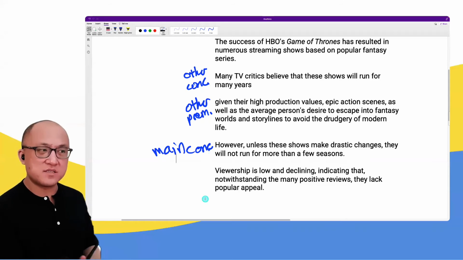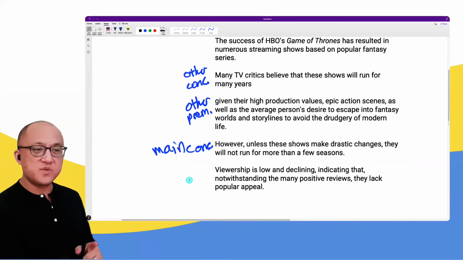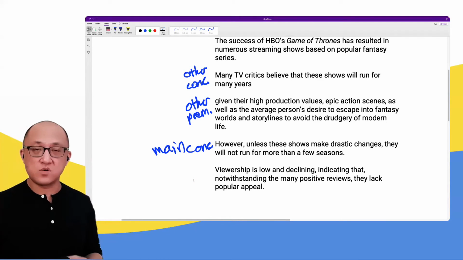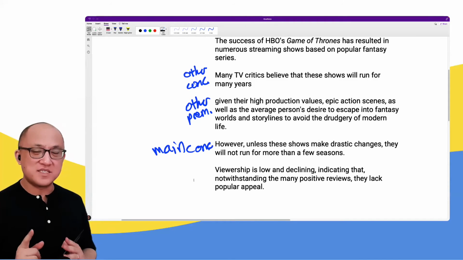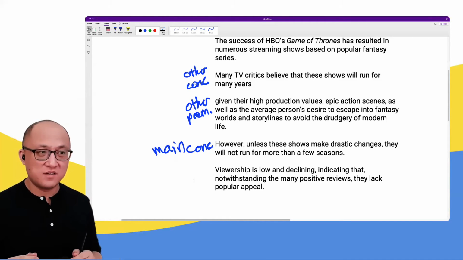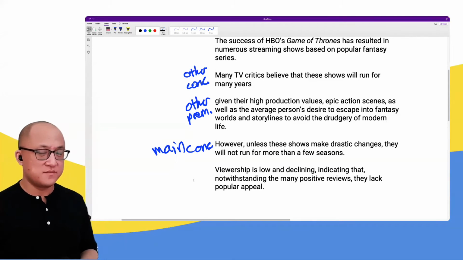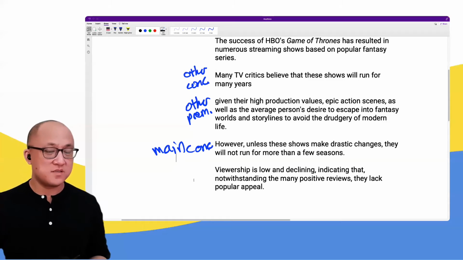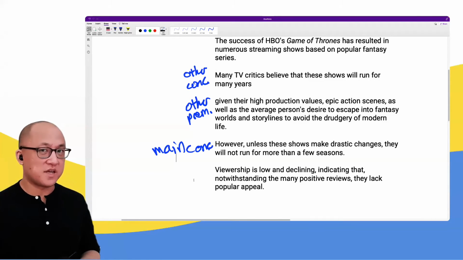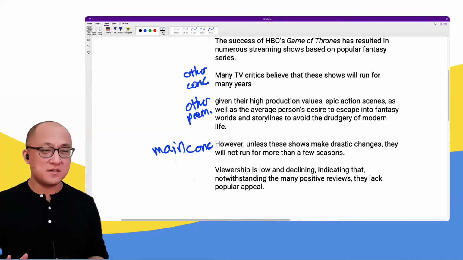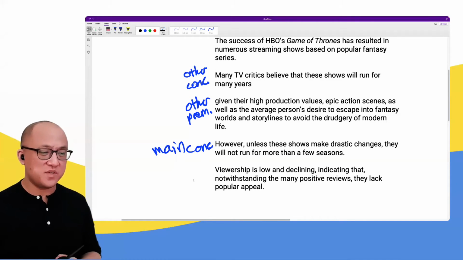What about down here in this last line? Viewership is low and declining, indicating that, notwithstanding the many positive reviews, these shows lack popular appeal. How many distinct parts are within this last sentence? Is the whole thing just a premise? Is there a premise in something else? Is there a premise in two other things? Okay, so Monica's saying two. And those two parts would be viewership is low and declining. And then would the whole rest of it be?